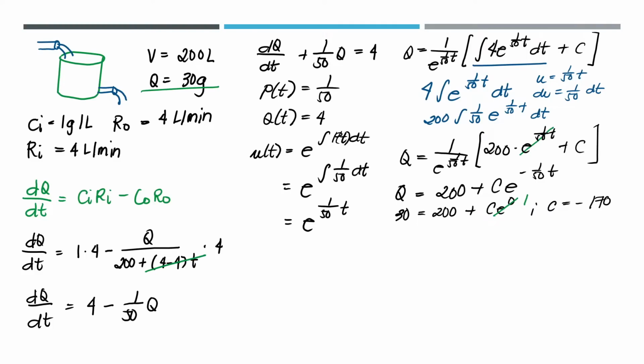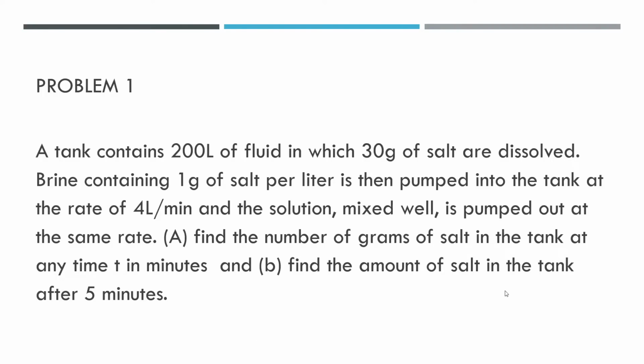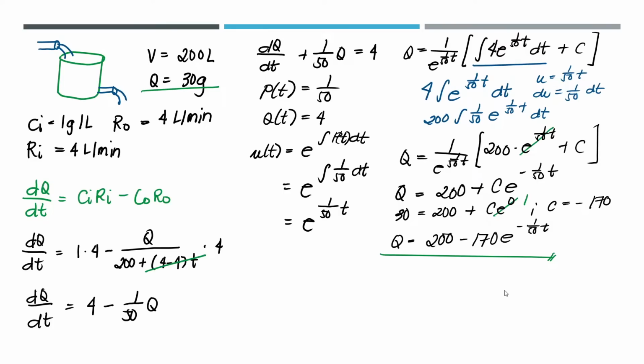Therefore, Q is equivalent to 200 minus 170 e raised to negative 1 over 50 t. This is our final answer for the first problem. Now, how about the second question, find the amount of salt in the tank after 5 minutes? Just put 5 in t. So we have Q of 5 is just 200 minus 170 e raised to negative 1 over 50 times 5.